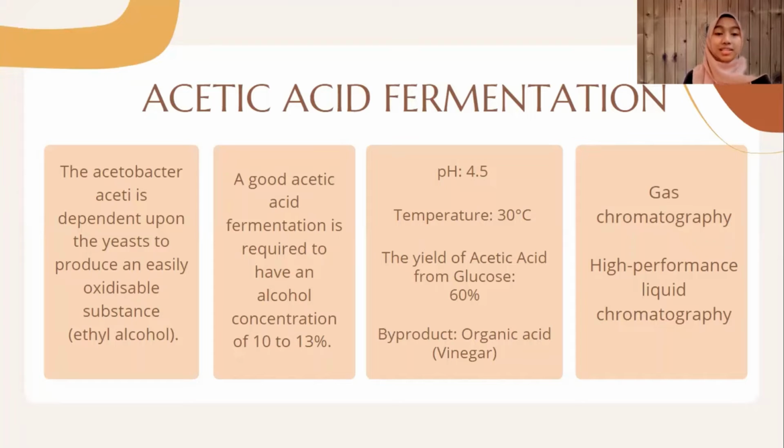In order to produce acetic acid, ethanol fermentation is essential and needs a sugar concentration of around 20%, and the pH and the temperature should be maintained at around 5 and 32 degrees Celsius respectively. Therefore, for a good acetic acid fermentation, it is required to have an alcohol concentration of 10 to 13%. If the alcohol content is much higher, above 13%, the alcohol is incompletely oxidized to acetic acid.